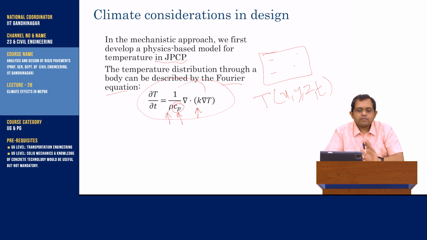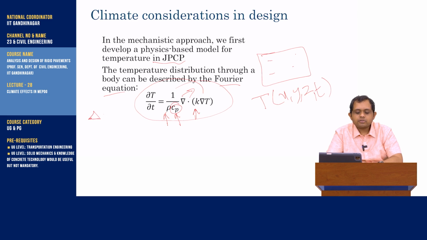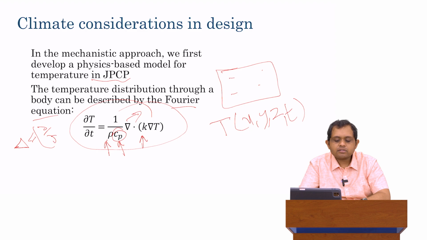By the way, for some of you who are a little bit unfamiliar, this del operator is the gradient operator. So this is basically del over del x, comma, del over del y, comma, del over del z. So we have del dot of k gradient of T. Here we are taking the gradient of T, which is a vector, multiplying it by k. Then we are taking a dot product of it with del. It's going to give us a scalar, and then we divide it by rho Cp.